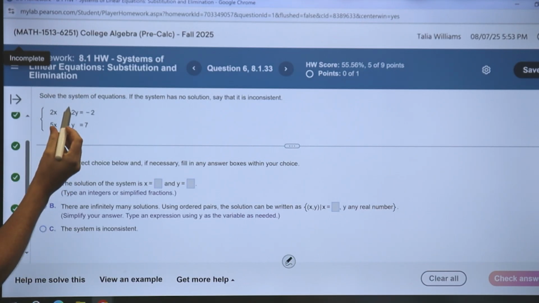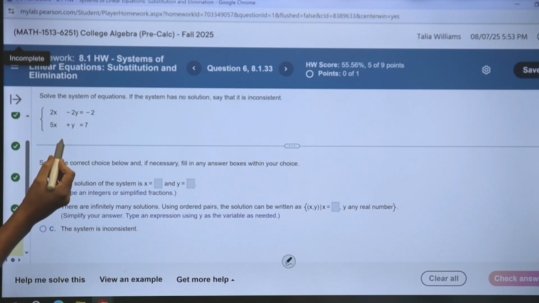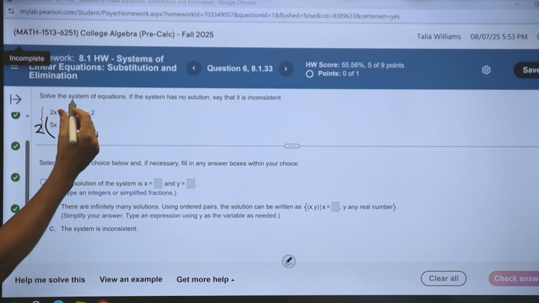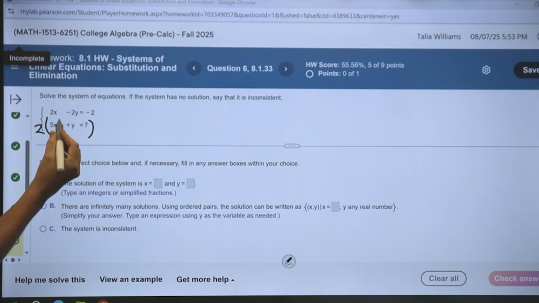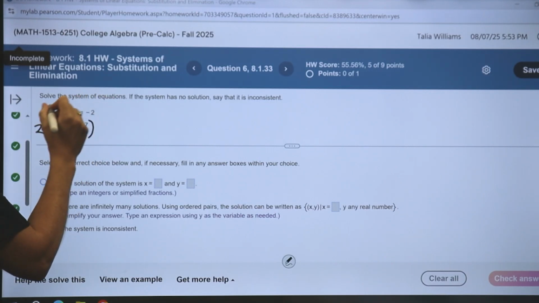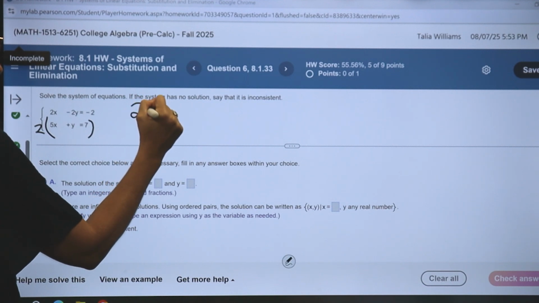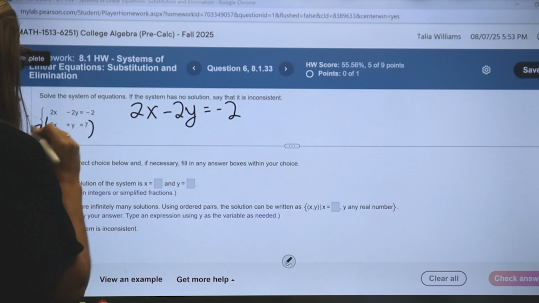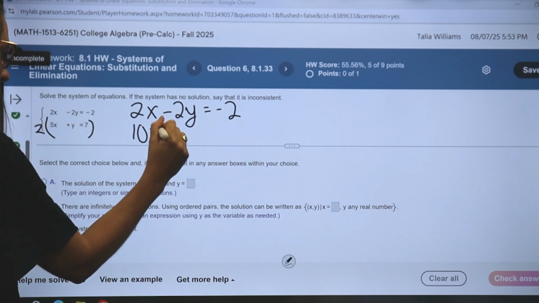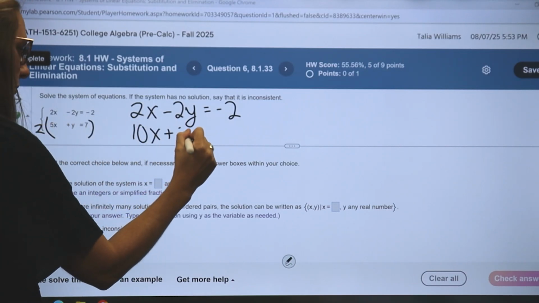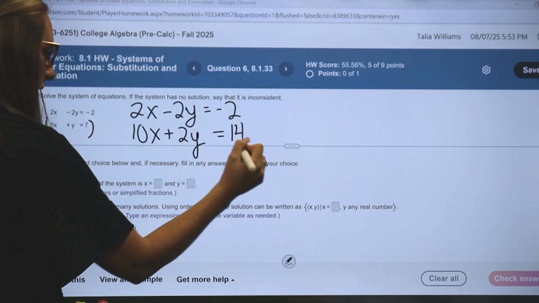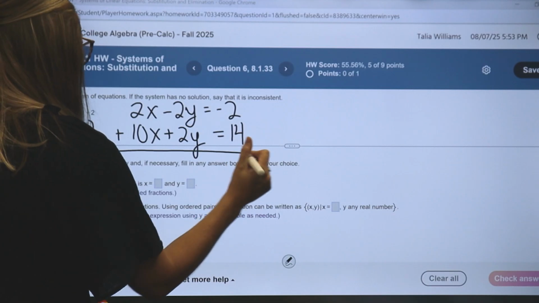To eliminate something, I need to multiply the bottom equation by 2 so that I have a 2y that's opposite of the negative 2y. I'm going to bring this equation over so I can line them up when I add them. 2 times 5x gives us 10x. 2 times y is positive 2y. 2 times 7 is 14. Then we'll add our equations.